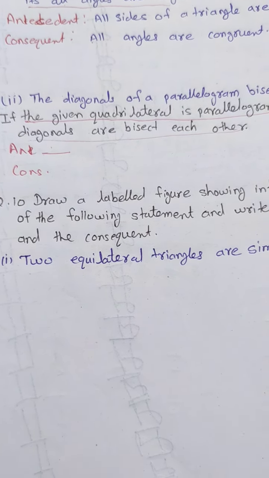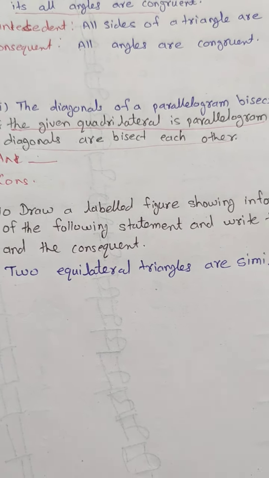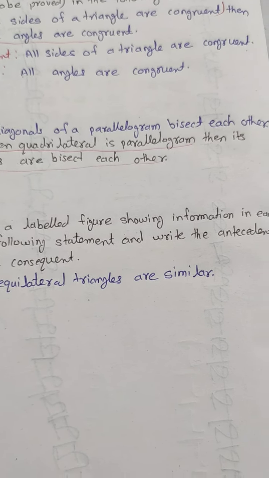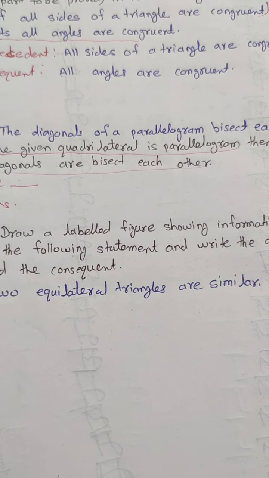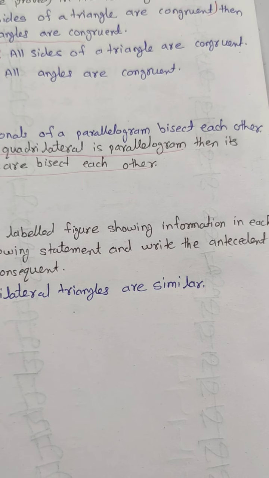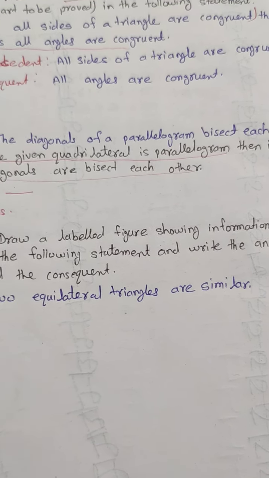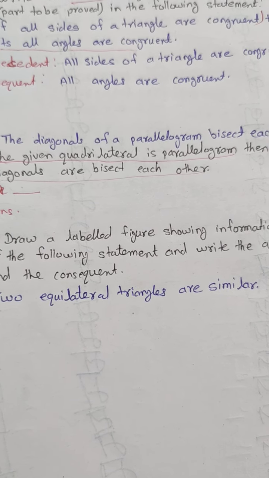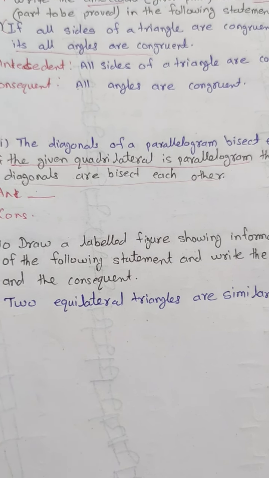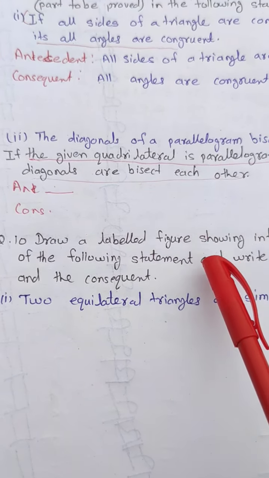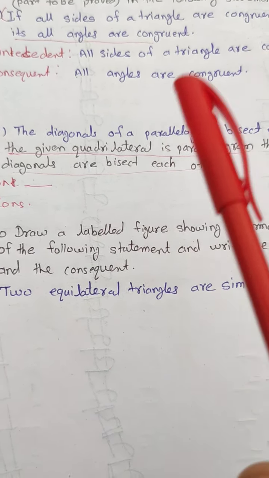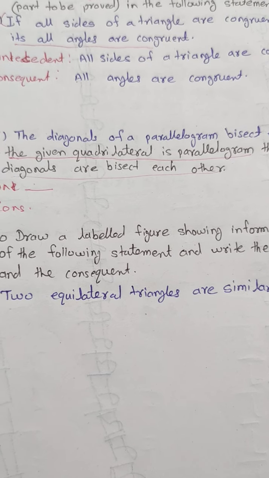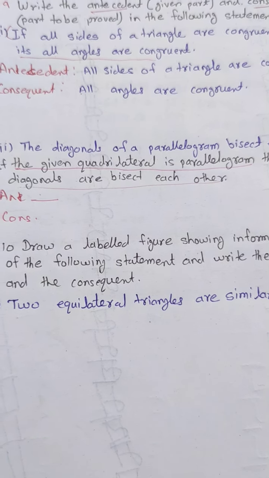Now come to question number 10. Draw a labeled figure showing the information in each of the following statements and write the antecedent, meaning given part, and consequent, meaning to-prove part. Okay. In question number 9, second one, if any doubt, this is very easy. You have to write the antecedent and consequent. If you have any doubt, then ask. Now come to the 10th one.